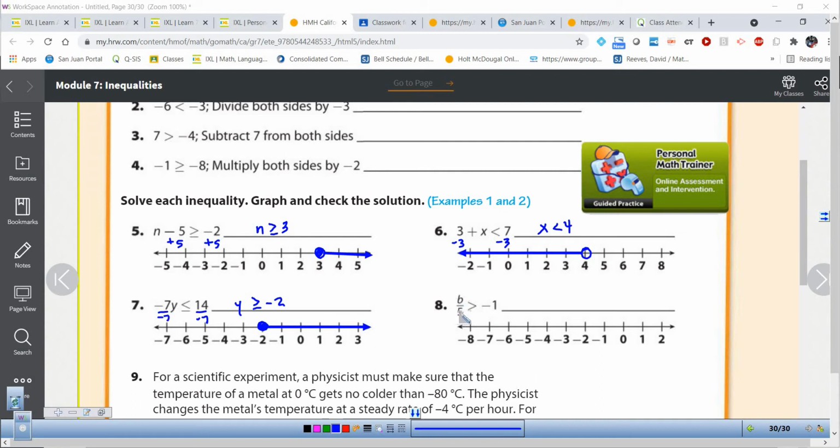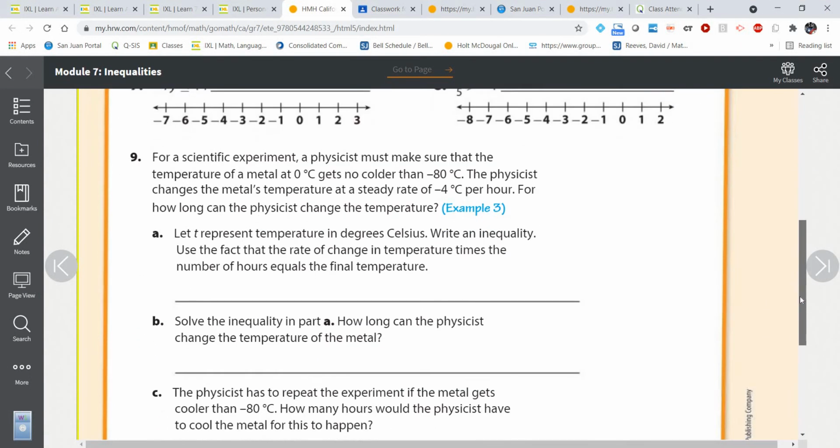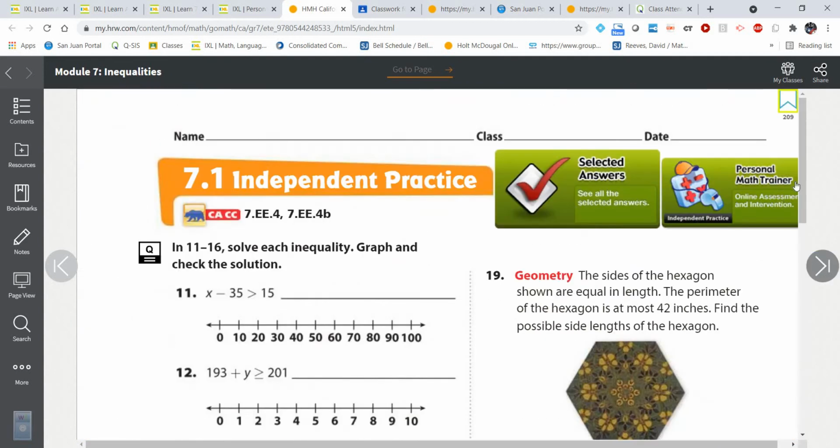All right, what about this one? b divided by 5 is greater than negative 1. I'm going to multiply by 5, because the inverse of dividing by 5 is multiplying by 5. And I get b is greater than negative 5. I do not reverse the inequality sign because I multiplied by a positive. Negative 5 is going to be an open circle because it doesn't have the equals. And greater than is going to go to the right. There are some examples of one-step inequalities.